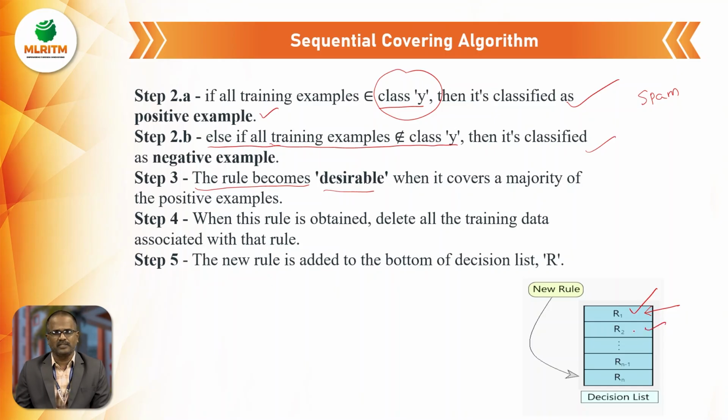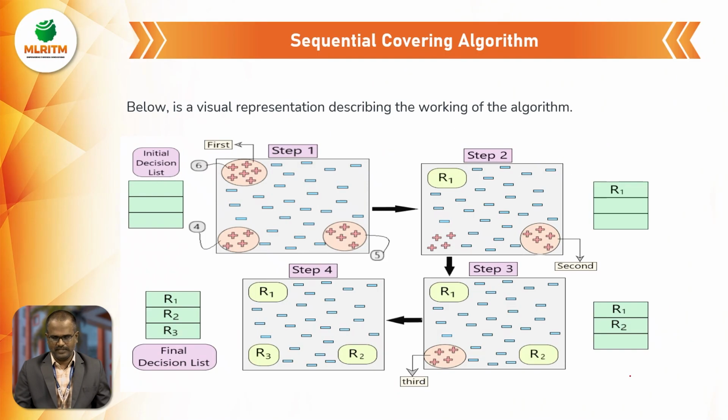While going to learn the second rule, that is R2, whatever examples are covered by rule 1 are deleted from the data set. This process continues until all the rules are formed or all the positive examples are covered in the data set. This is the process of the sequential covering algorithm. Why do we call it the sequential covering algorithm? It covers one by one. That's why it is called the sequential covering algorithm.